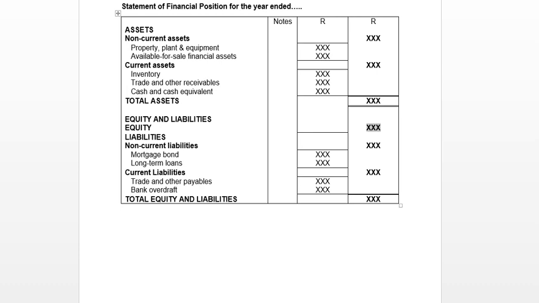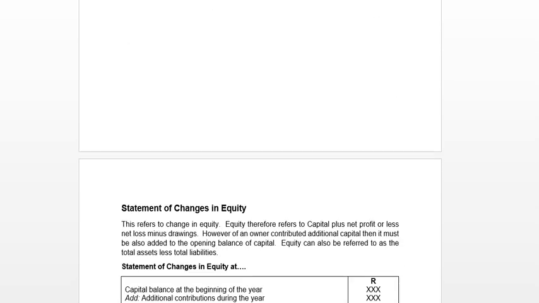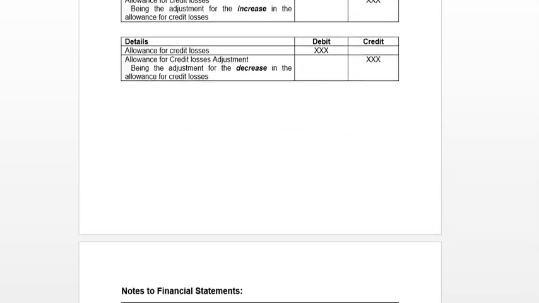Okay, and our liabilities are also divided into non-current, long-term liabilities, and current liabilities. Our non-current liabilities are your mortgage loan and long-term loans, whereas our current liabilities are trade and other payables or a bank overdraft. So if we owe the bank money, we drew more money than what we had in our bank account. We look at the notes.